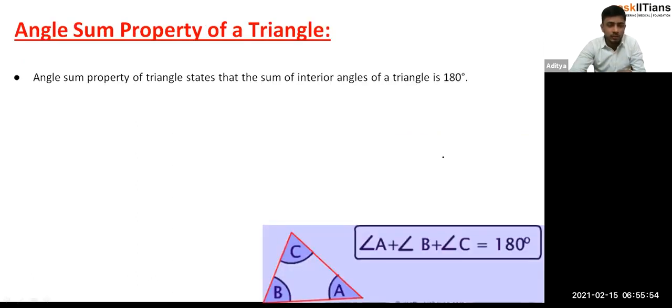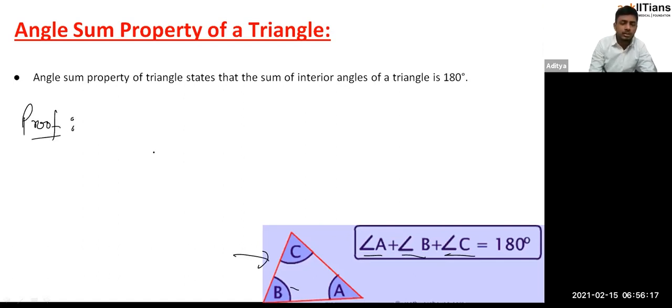Now, let us see what we have as the angle sum property of a triangle. The angle sum property states that the sum of the interior angles of a triangle is equal to 180 degrees. In this figure, we have written the exact same thing: angle A plus angle B plus angle C would be equal to 180 degrees. What is the proof of this? We have already seen the proof, but once again, let us have a look.